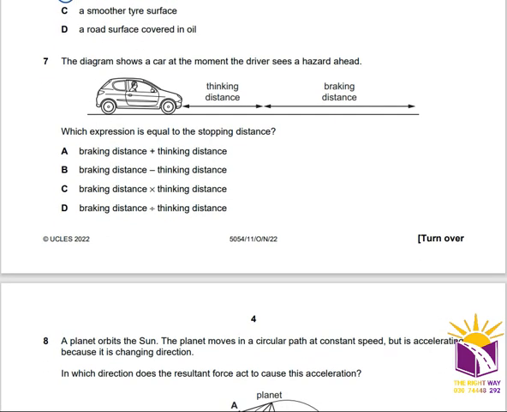Question number 7. The diagram shows a car at the moment the driver sees a hazard ahead. Which distance is equal to the stopping distance? So stopping distance is the total distance traveled by the car after the driver sees the hazard. Thinking distance plus braking distance is the stopping distance. So stopping distance is equal to braking distance plus thinking distance. It is not just the braking distance, it is the complete thinking plus braking distance that is the stopping distance.